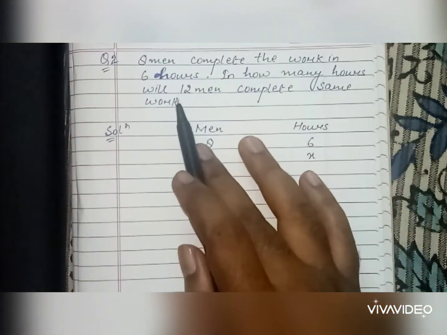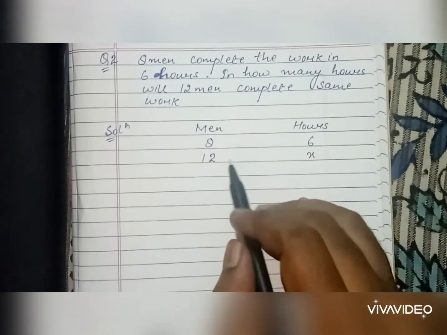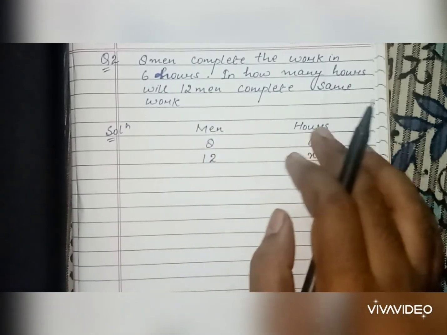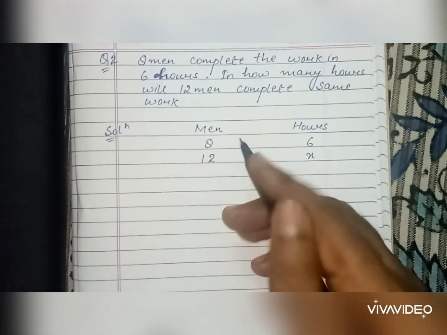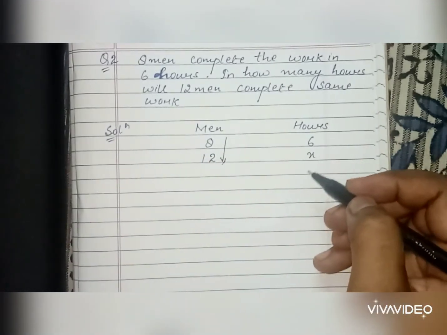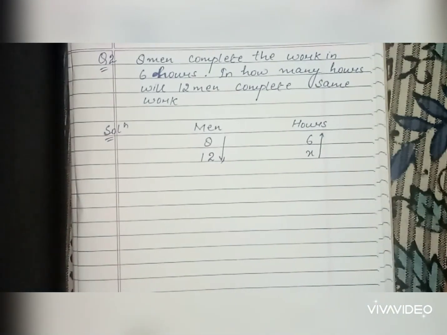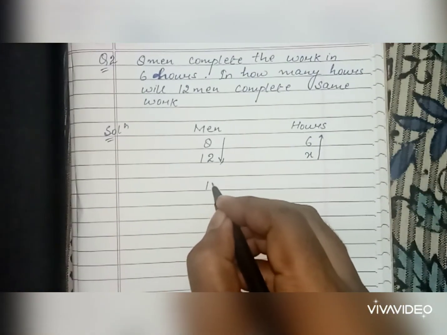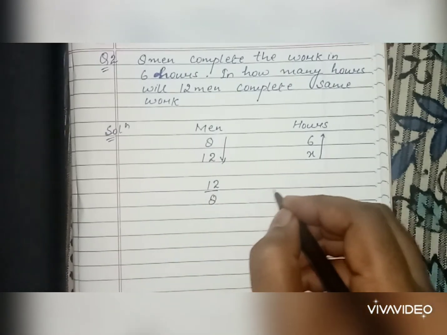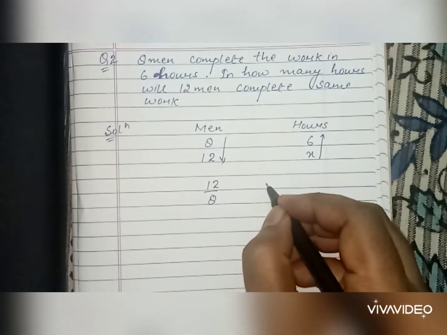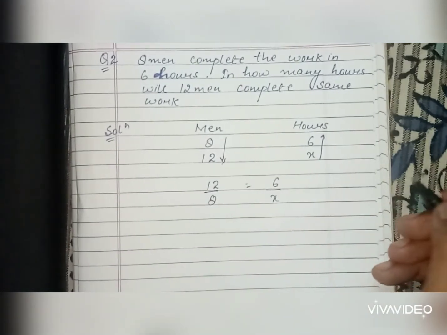8 men complete the work in 6 hours. How many hours will 12 men take to complete the same work? Here I have made the columns men and hours. 8 men require 6 hours. If the men increase to 12, definitely the hours will be less. So here the arrow will be like this. The head part of the arrow is written above and the tail part below, and over here also 6 upon x.